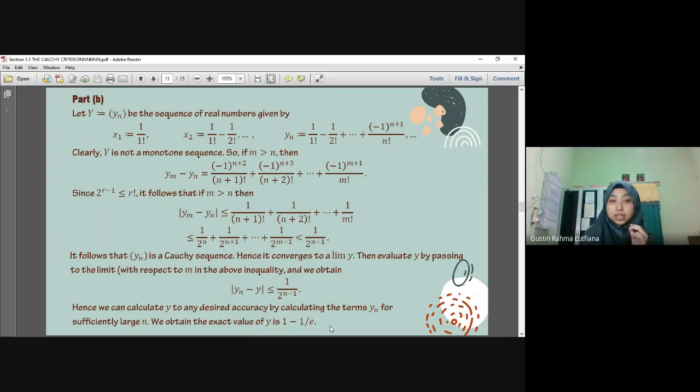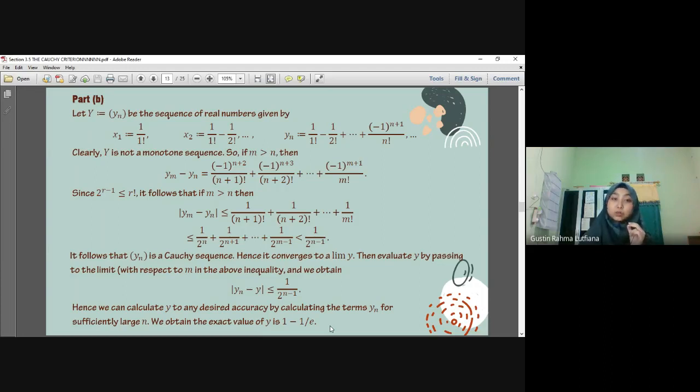It follows that the sequence y is a Cauchy sequence, hence it converges to a limit y. Then we evaluate y by passing to the limit with respect to m in the above inequality, and we obtain |yn - y| is less than or equal to 1/2^(n-1).